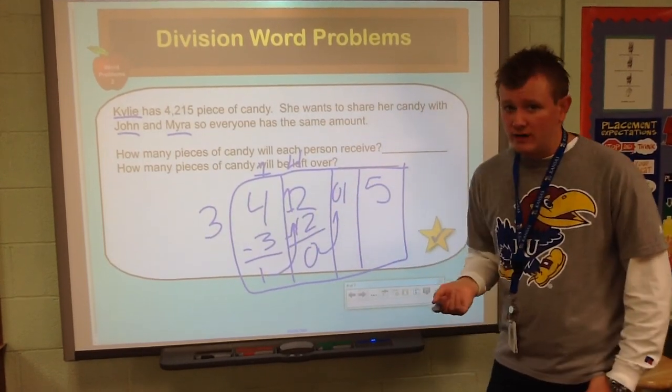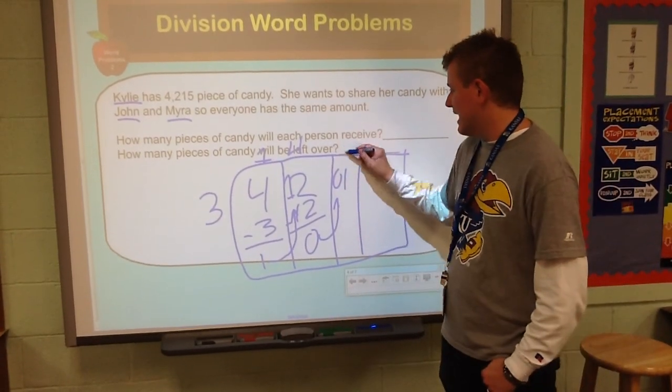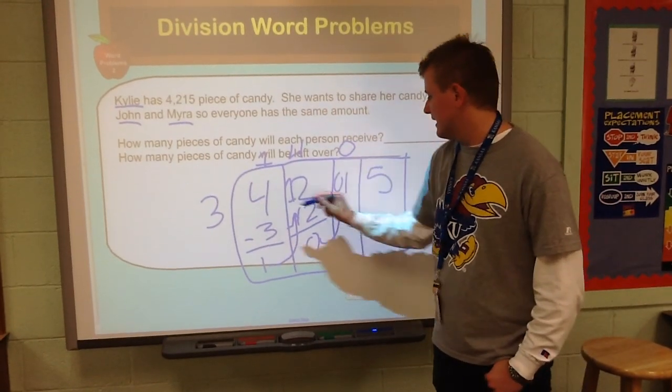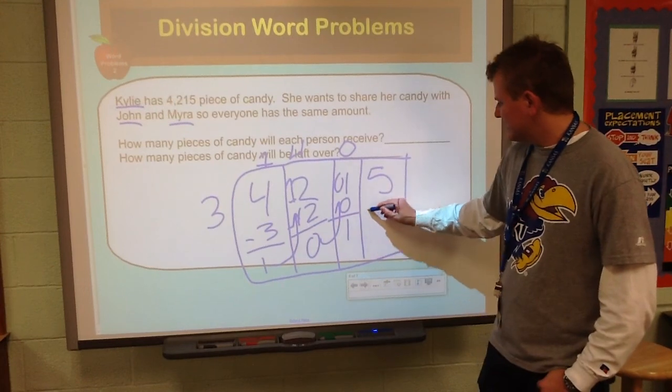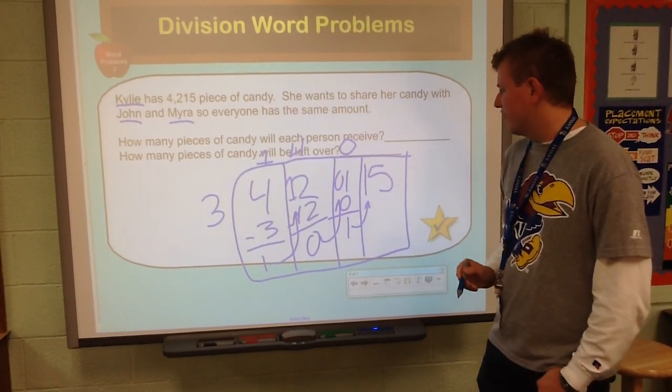Does 3 go into 1? It doesn't, all right? Doesn't happen. So I'm putting a 0 up here. 0 times 3 is 0. 1 minus 0 is 1. And I slide that 1 right over here until I have 15.